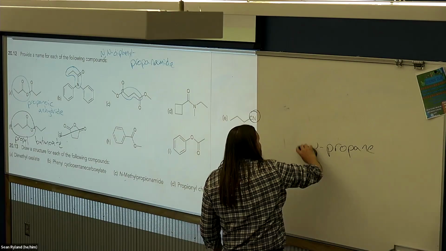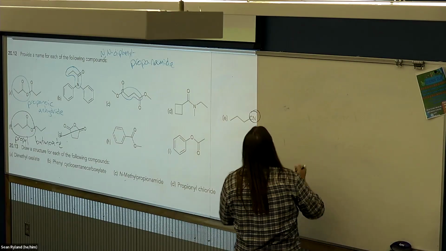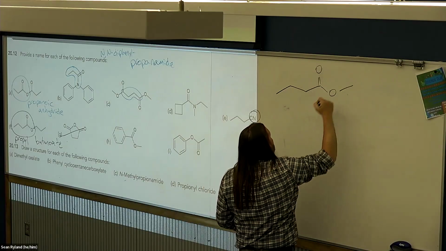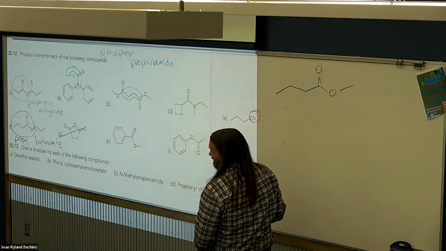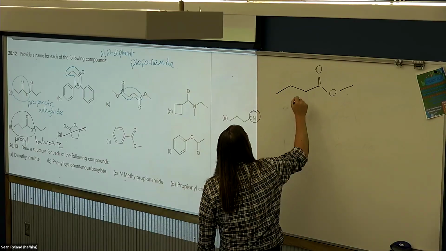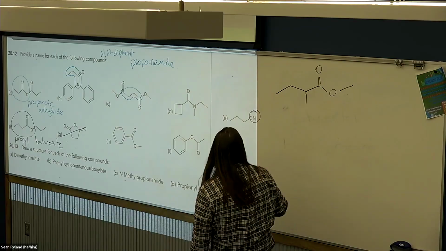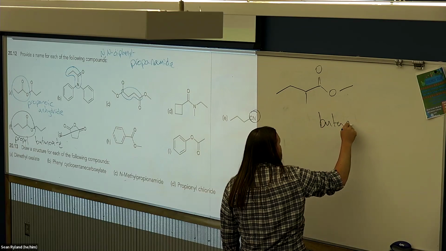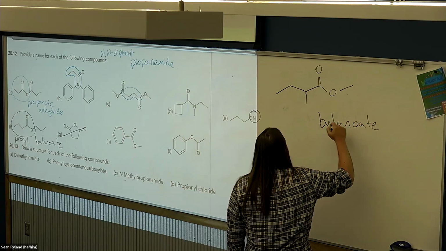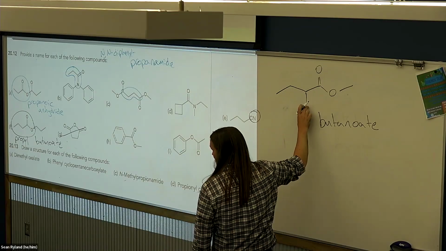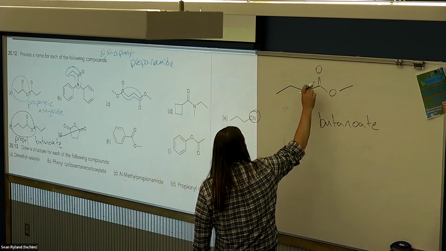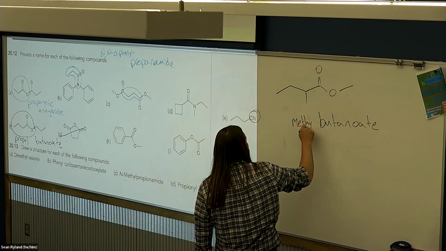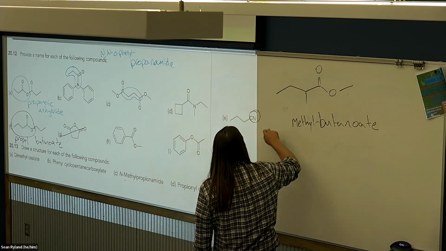Let's reiterate the need for the space there. So let's say we had this. One, two, three, four. So it's still going to be butanoate, except it's not just butanoate because there's a methyl group attached to the acid molecule. So it's methyl butanoate.